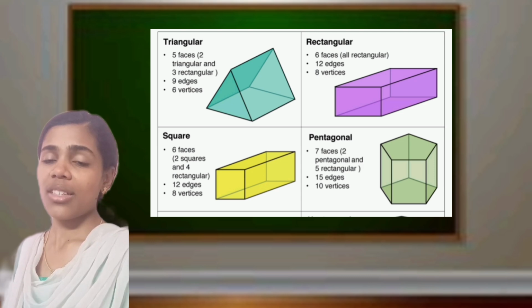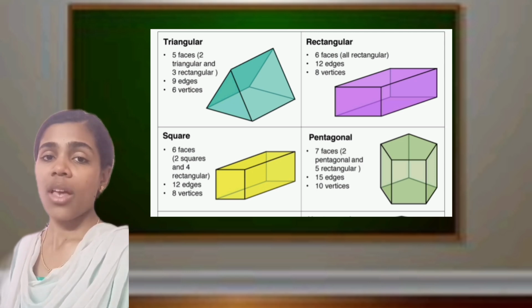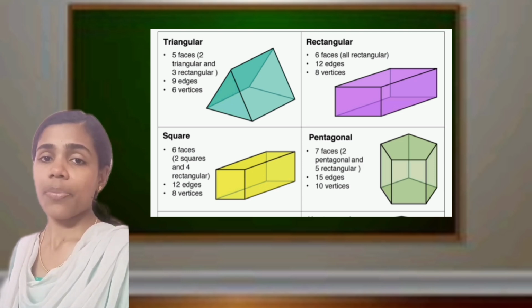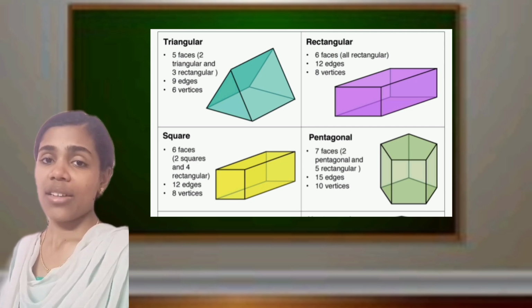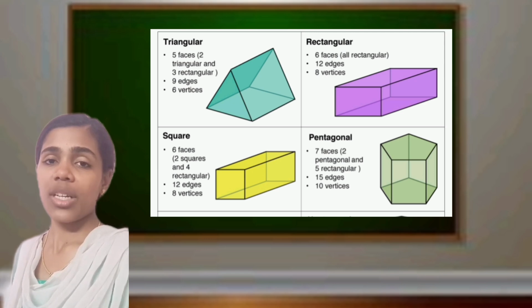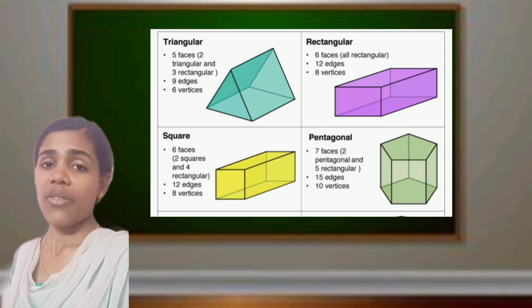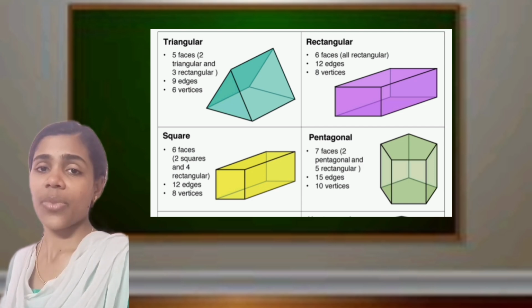The first one is the triangular prism. It has 5 faces, 9 edges and 6 vertices. Next one is the rectangular prism. It has 6 faces, 12 edges and 8 vertices. Next one is the square prism. It has 6 faces, 12 edges and 8 vertices. And the pentagonal prism has 7 faces, 15 edges and 10 vertices.